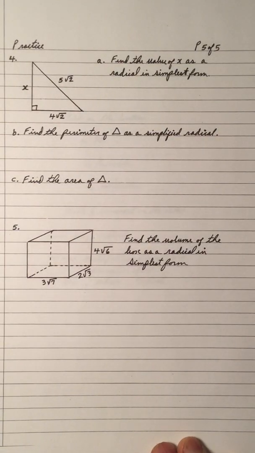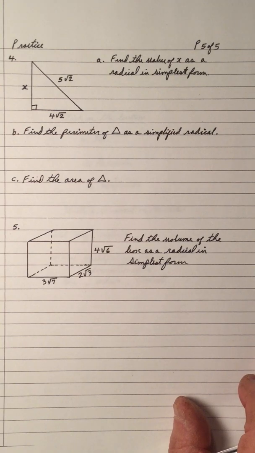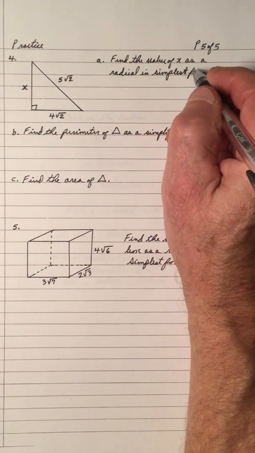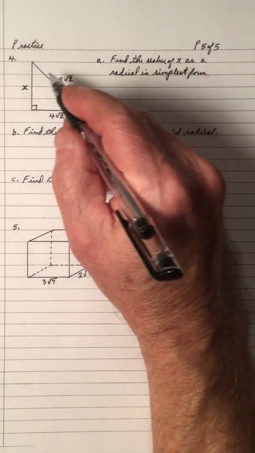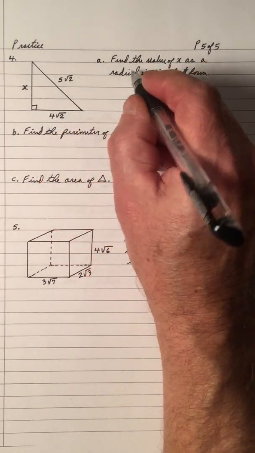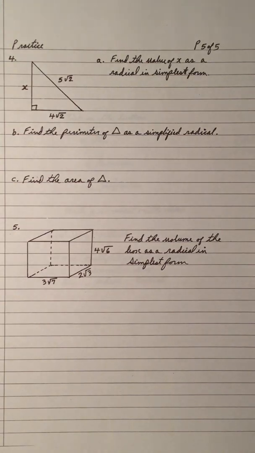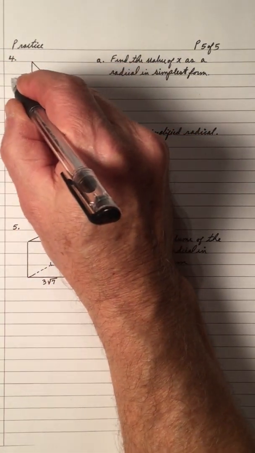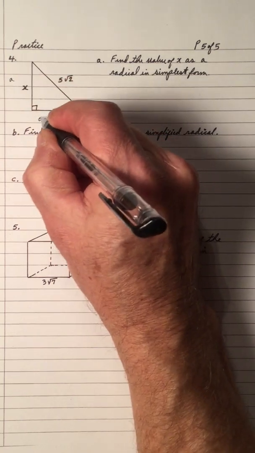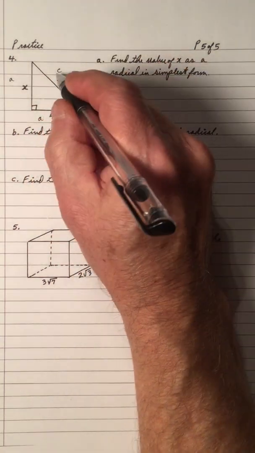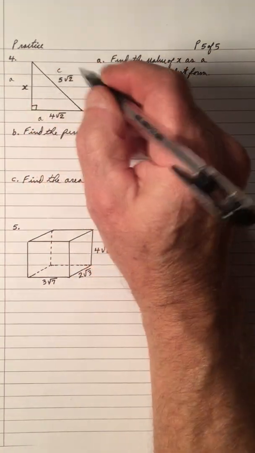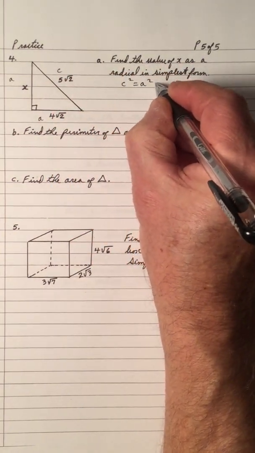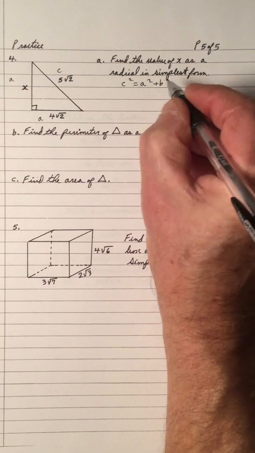Now we have another one to do, a couple more. Last page. Find the value of x as a radical in simplest form. Notice what we have here is a right triangle. So a right triangle, we have a squared plus b squared. We can call that a, we can call that b. That's c. C is always the hypotenuse in the Pythagorean. So c squared equals a squared plus b squared.